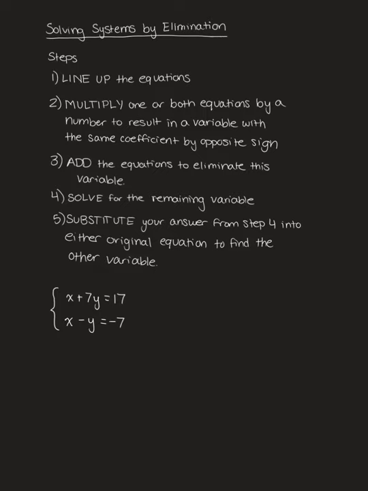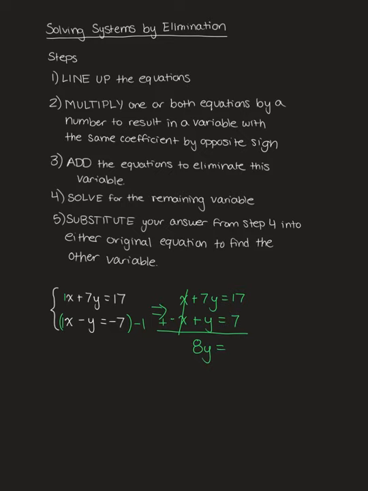So if you look at your x's and your y's, the x's have the same coefficient. Okay, so that coefficient is 1, it's invisible. But we just need the opposite sign. Okay, so I can multiply this bottom equation here by negative 1. And this will give us, so we will have x plus 7y is equal to 17. And then negative x plus y is equal to positive 7. Then we can add the equations. Whenever we do that, we eliminate the x's.